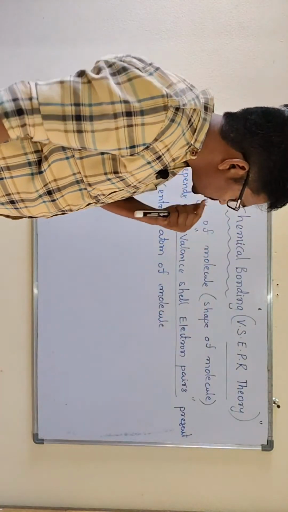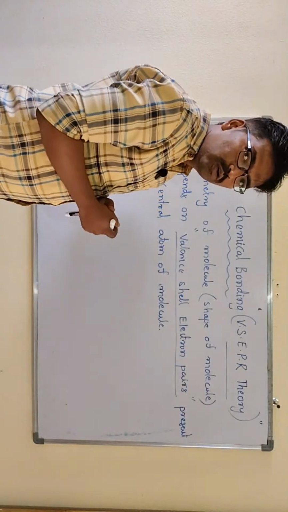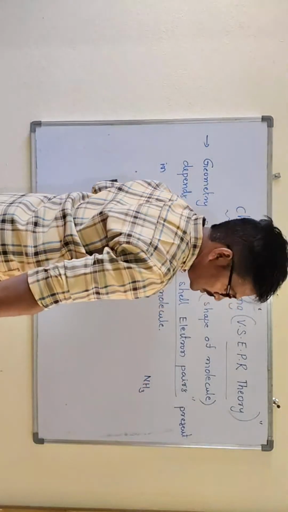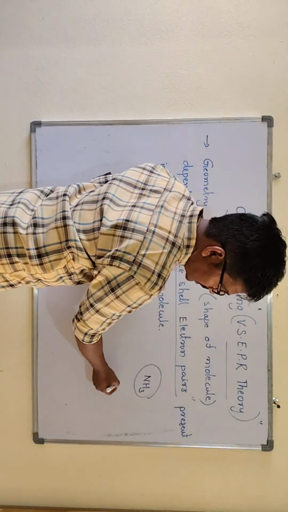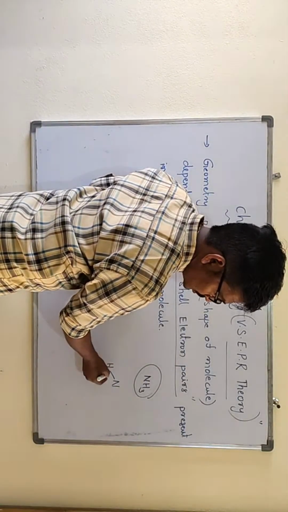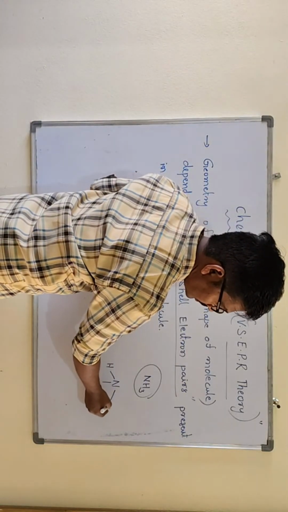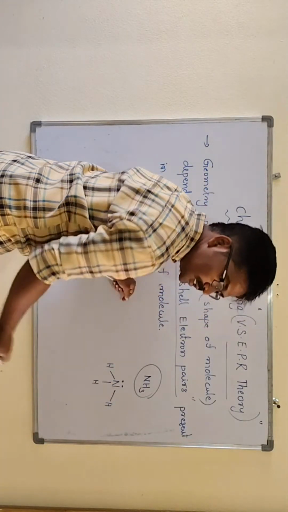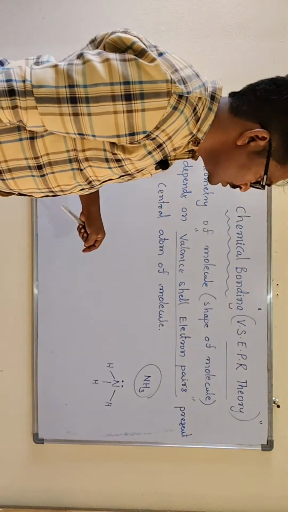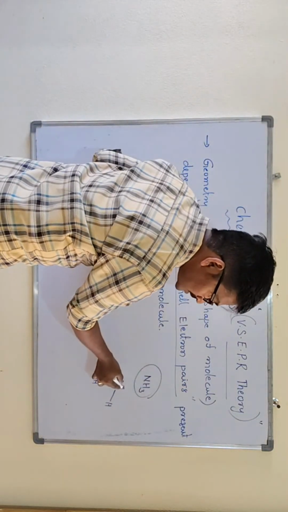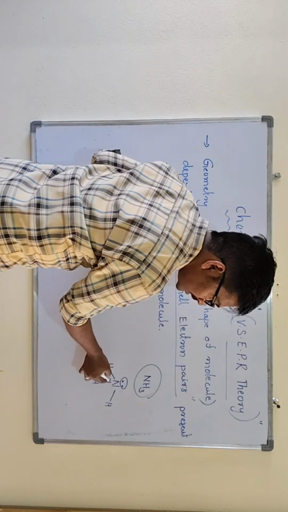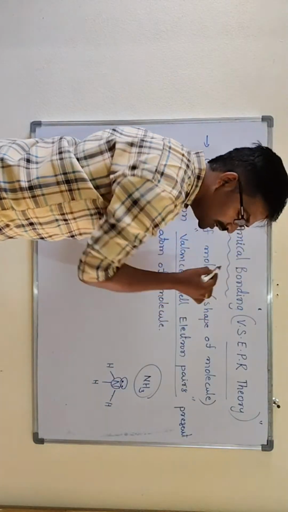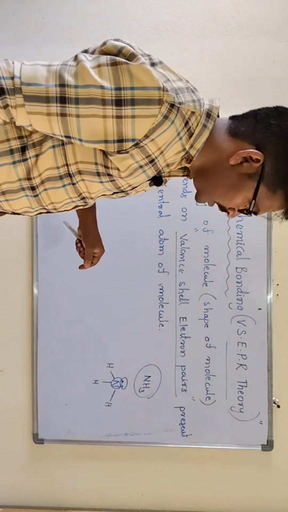Clear? So here, in case any molecule is there, for example, ammonia. Ammonia molecule is surrounded by, generally, 3 hydrogens attached to the nitrogen atom. That means 3 bond pairs are there. Then one lone pair also is present. So the shape of molecule depends upon the lone pairs as well as bond pairs which are present on the central atom. That is the meaning of the first point.